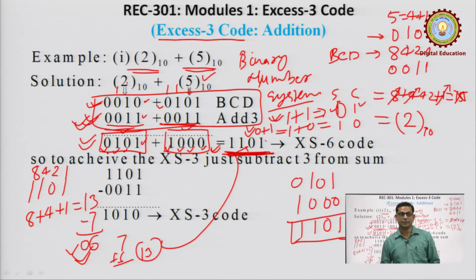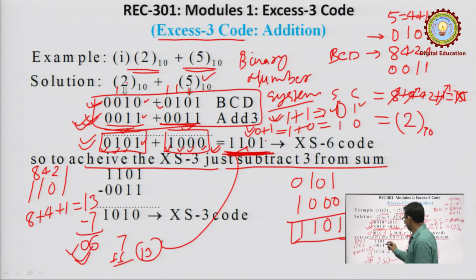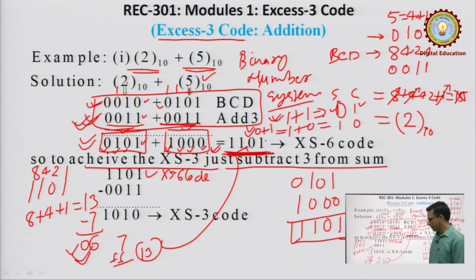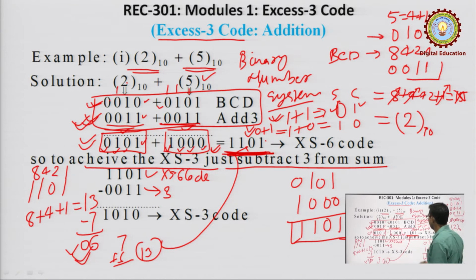So, what should we do to get the XS3 code? To get the XS3 code, just subtract 3 or the equivalent of 3 from the sum. So, what is the equivalent of 3? So, this is the XS6 code for 2 plus 5. Okay. If you subtract the equivalent of 3, the equivalent of 3 is 0 0 1 1, we know from here. Okay. So, 0 1 1.